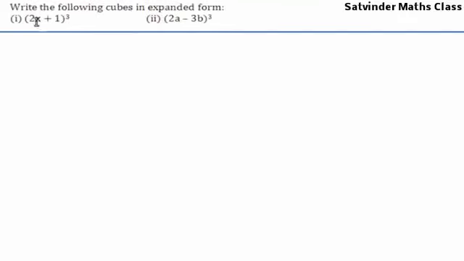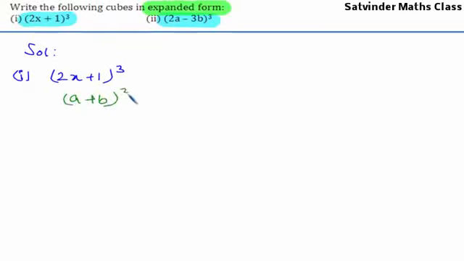In this question, you have to write (2x + 1) whole cube and (2a − 3b) whole cube in their expanded form. Let us take the first one, which is (2x + 1) whole cube. Let us use the identity (a + b) whole cube to solve this.